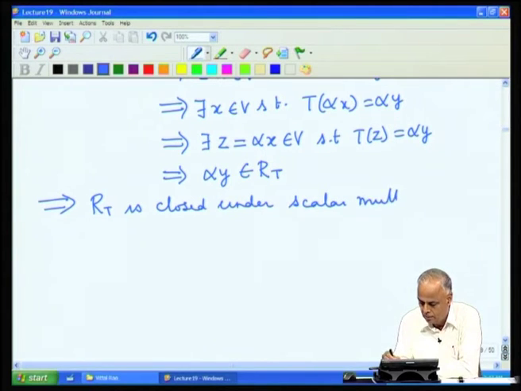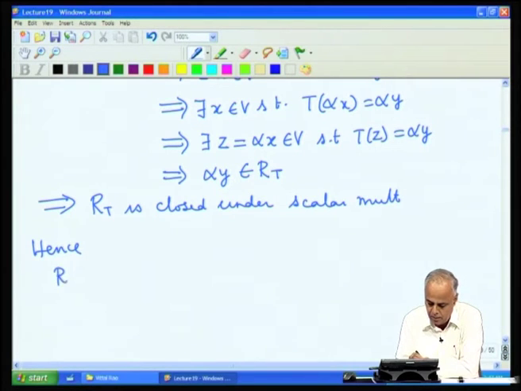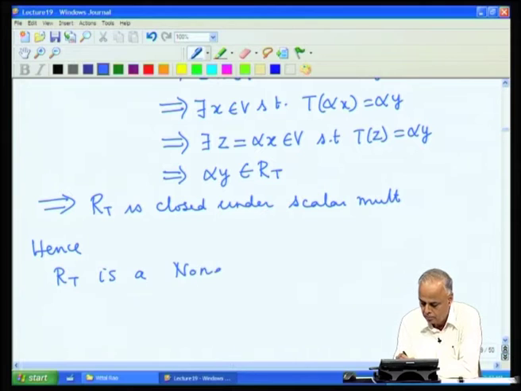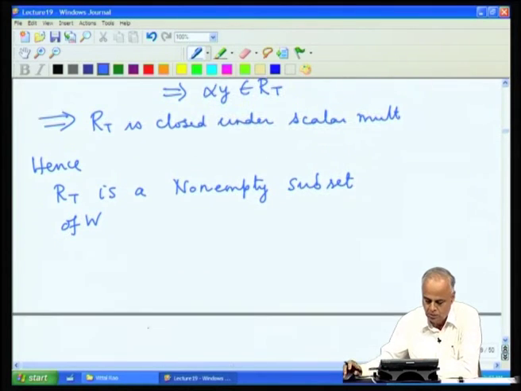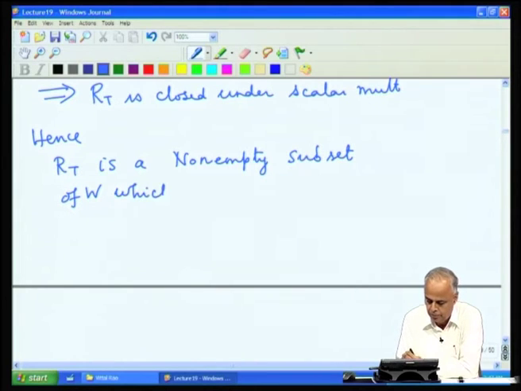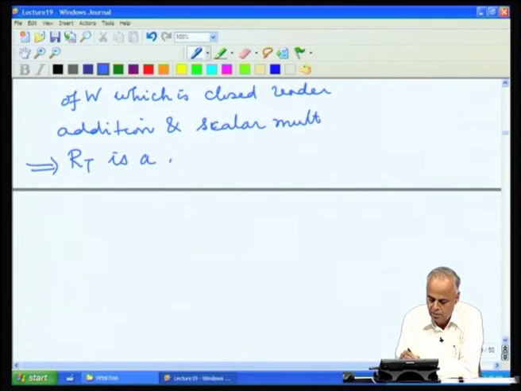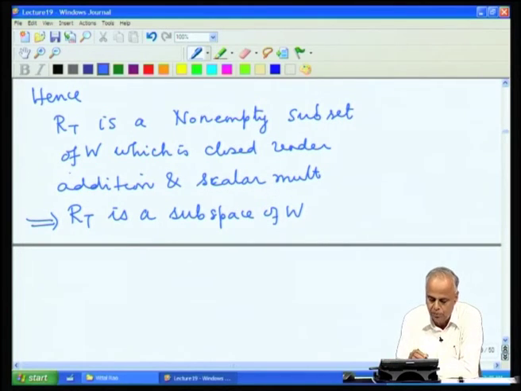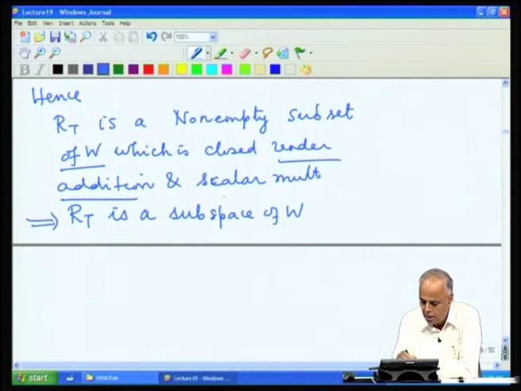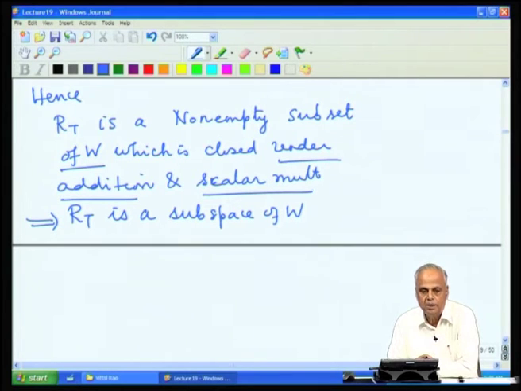Thus, we have RT is a non-empty subset of W, which is closed under addition and scalar multiplication, which means RT is a subspace of W. So, RT is a non-empty subset of W, which is closed under addition and scalar multiplication, and hence RT is a subspace of W.